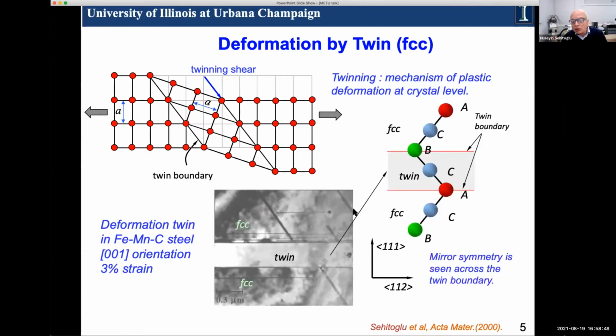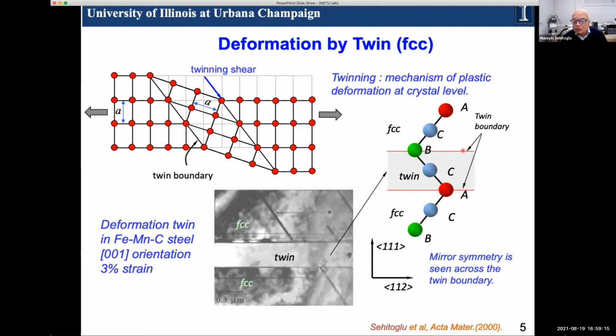And of course, the stacking of the atoms such that in face-centered cubic, you have typically ABC stacking. And here you can see the mirror symmetry across this lower twin boundary. So it's C layer here. This is the 111 direction, 111 plane, and the 112 direction is the twinning direction.